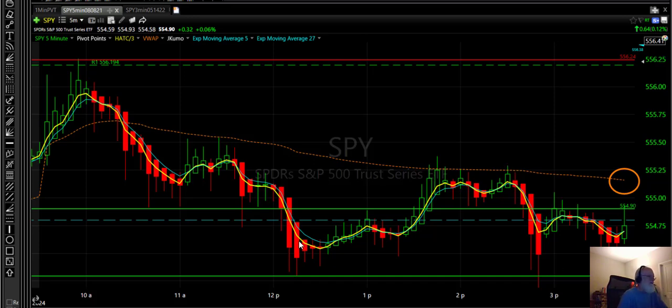Again, when do you enter the trade? It depends on your style. Some people want to have a confirmation before they enter the trade. Some people will try to enter right on the dot, right on the line, and then just have their stop placed above that line.